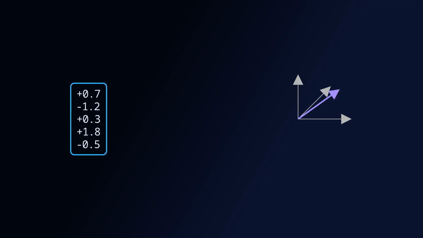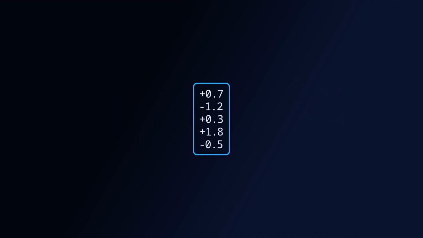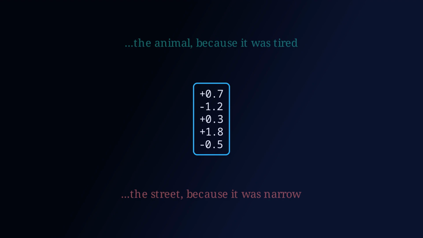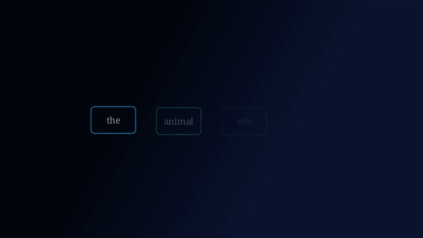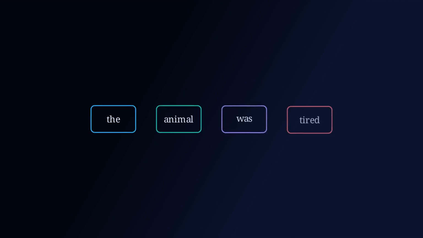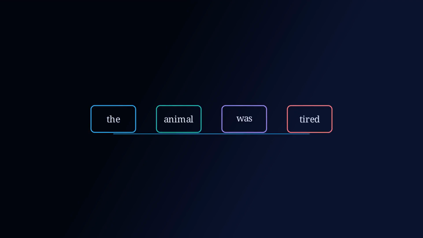Now here is the central problem. This word vector, sitting by itself, has no idea what surrounds it. The word it looks identical whether it refers to an animal or a street. Meaning does not live in single words. It lives in relationships between them. So we need a way for words to talk to each other, to pass information along. Each word should be able to look around, decide which other words matter to it, and pull in a little of their meaning. That looking around, that selective gathering, is exactly what attention does.